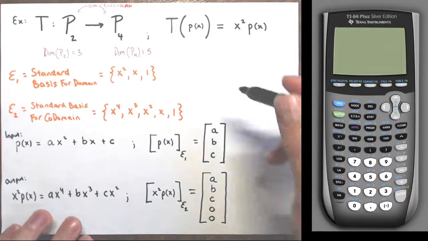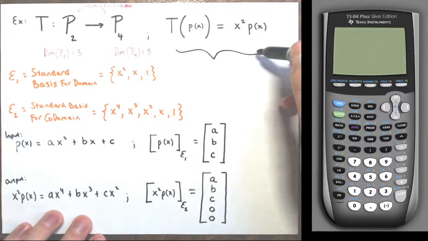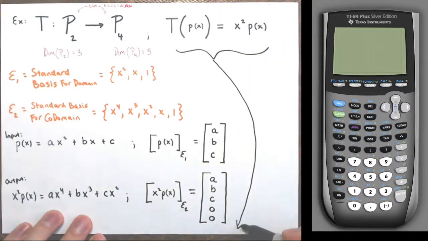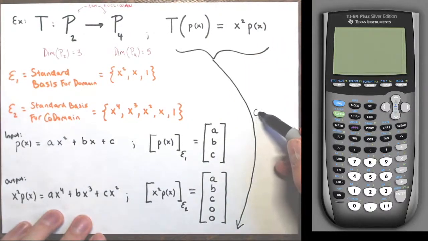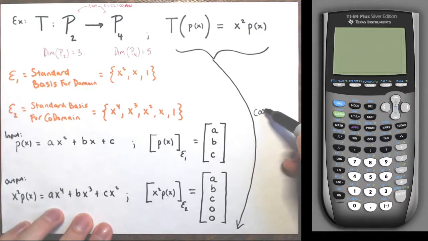Now we can take our transformation up here, this rule, and translate it. I'm going to take this to the next page and write it using coordinate vectors instead.